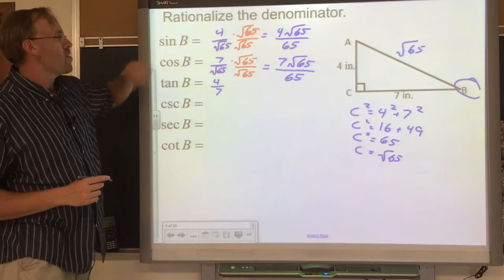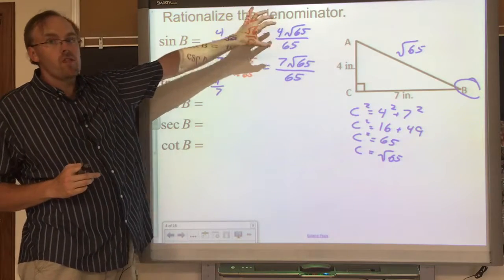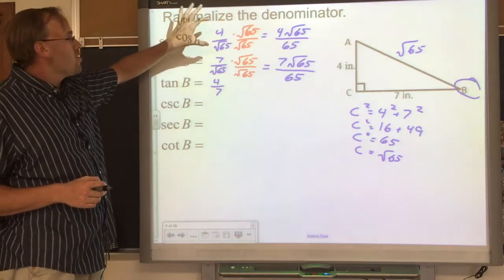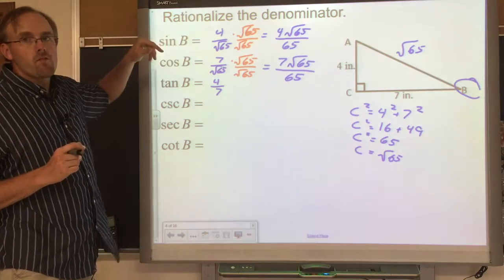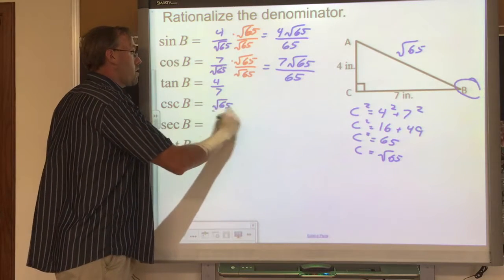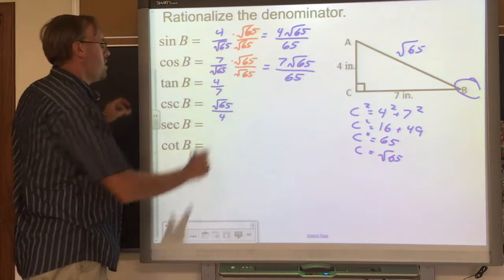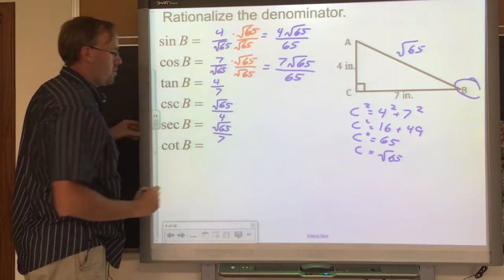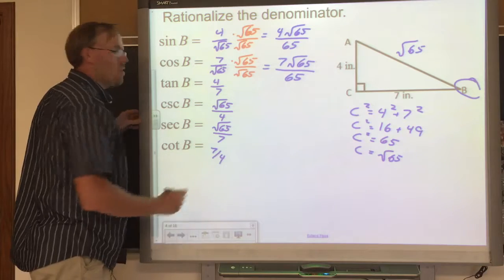Cosecant is the reciprocal of sine. Now what most people do is make a mistake and take the reciprocal of the simplified form. Better to take the reciprocal of this. This is still sine, it's unsimplified, it still has a radical in the denominator. But what are we doing? We're going to take its reciprocal, which means this radical is now going to be in the numerator, and that's okay. Same thing for secant. Take cosine in this form, take the reciprocal, and the radical now comes up. So it's radical 65 over 7. And then tangent, that's 7/4.